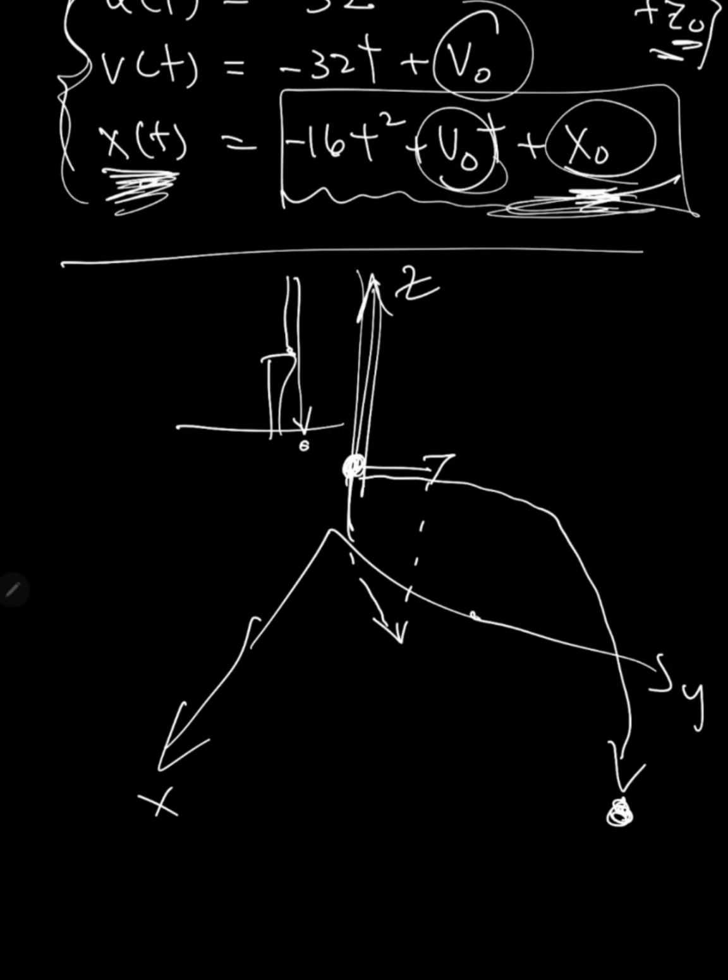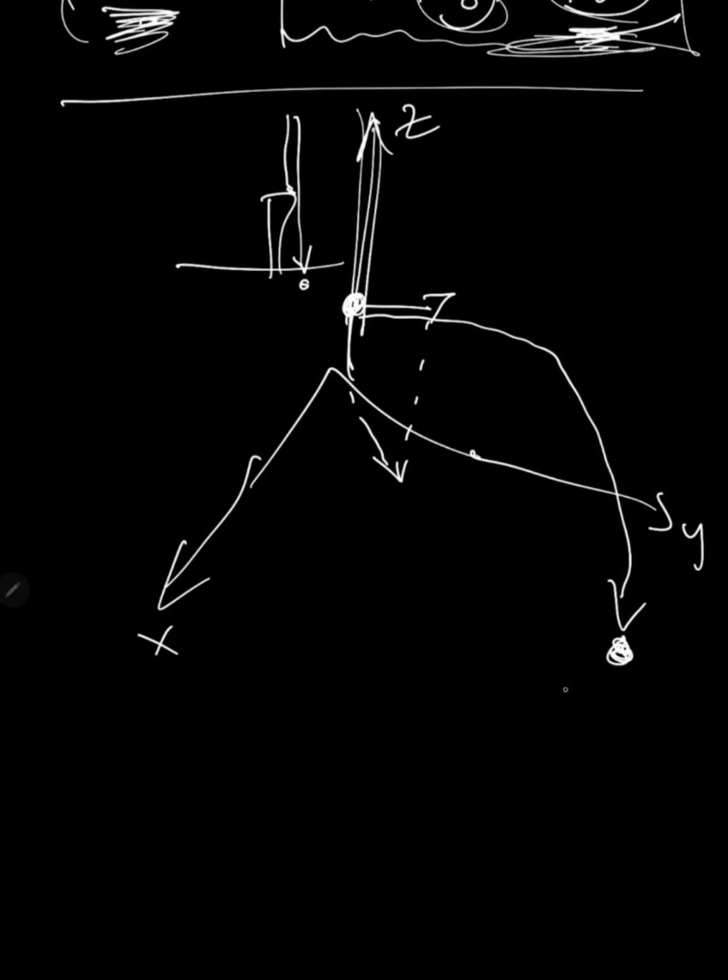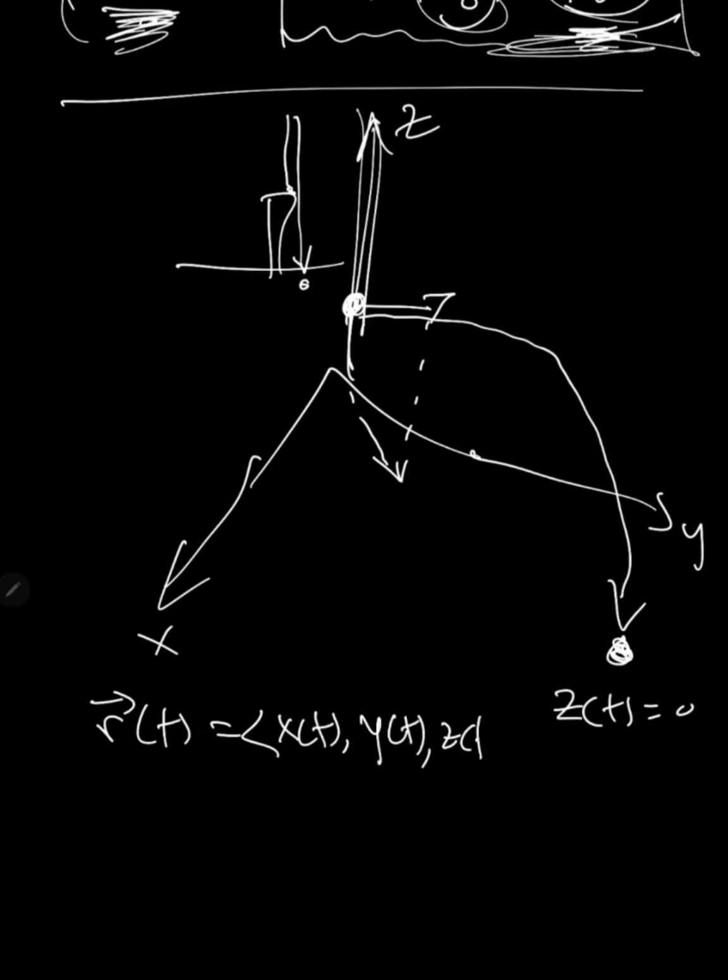Okay, so where does it hit the ground? Well, that's going to be when z equals 0. z of t equals 0, right? Again, where I've written r of t as x of t, y of t, z of t. Right, so you'll see a problem on this on the homework, right? They'll ask when does the ball hit the ground? It's when z of t equals 0, right?